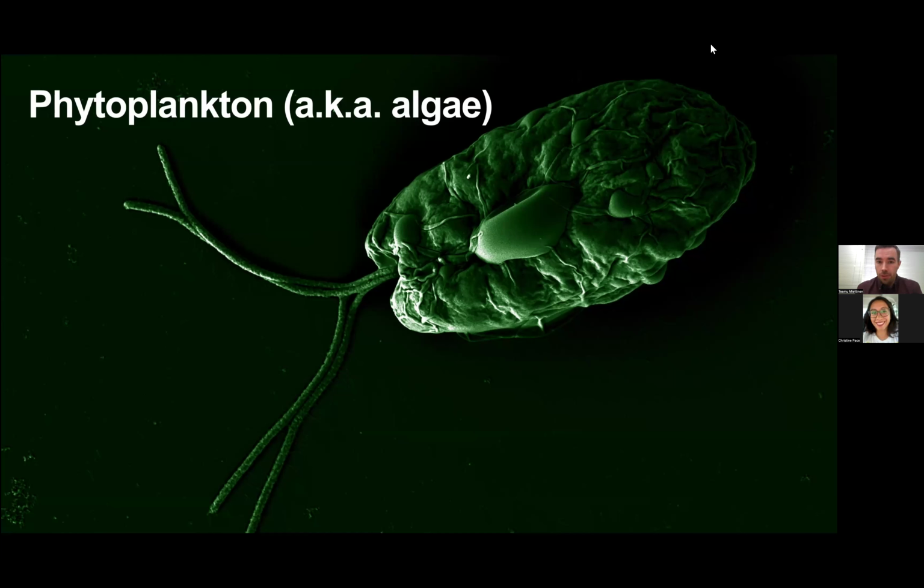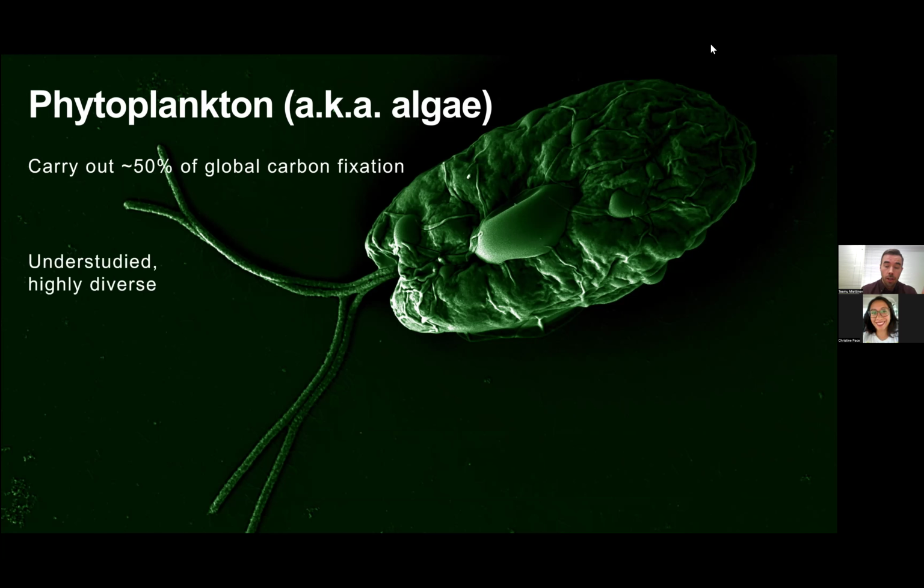Now, what are phytoplankton? Phytoplankton are single-celled and multicellular species that inhabit all of our oceans. They are essentially plants of the ocean, so they are responsible for carrying out approximately half of all the global carbon fixation that takes place on our planet. They are understudied and highly diverse, which means that they are genetically very diverse and also morphologically very diverse. And in our work, we focus on single-cell phytoplankton, such as the one shown here in the image.